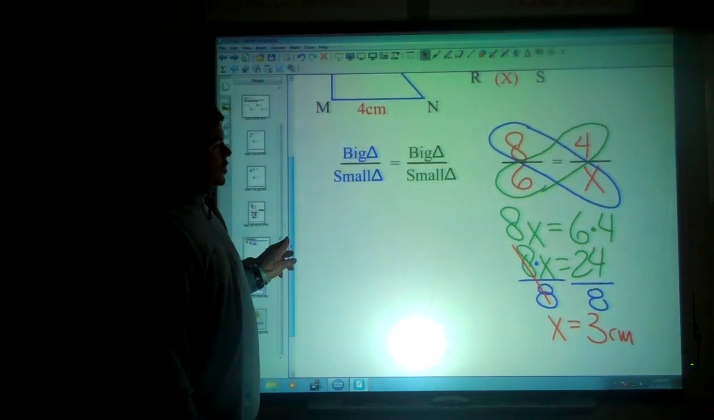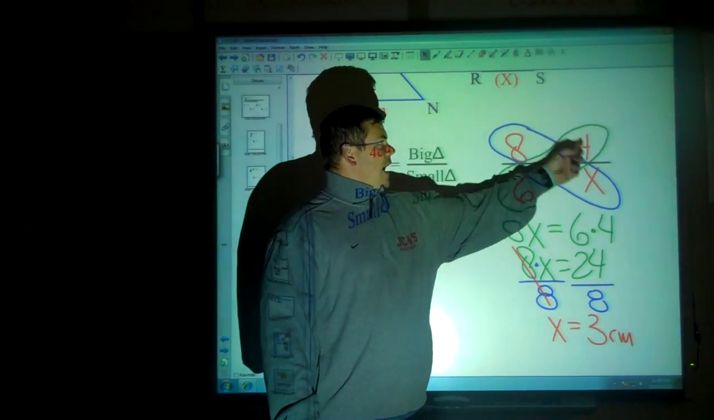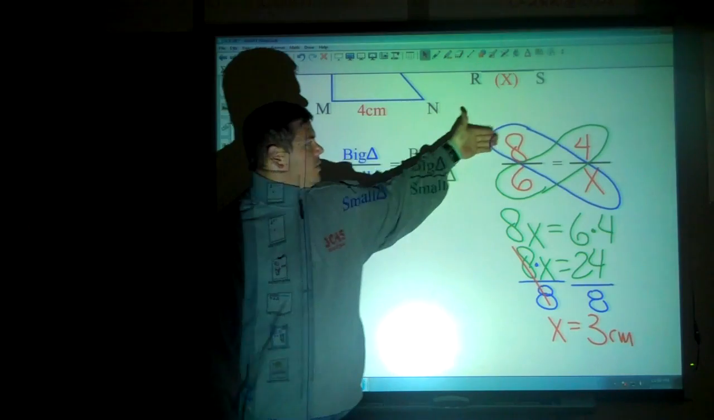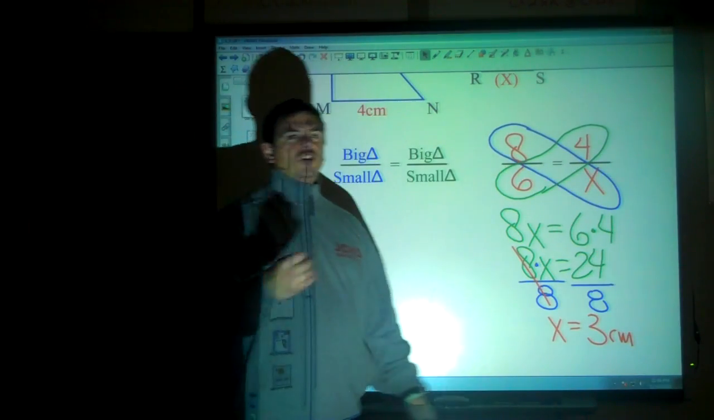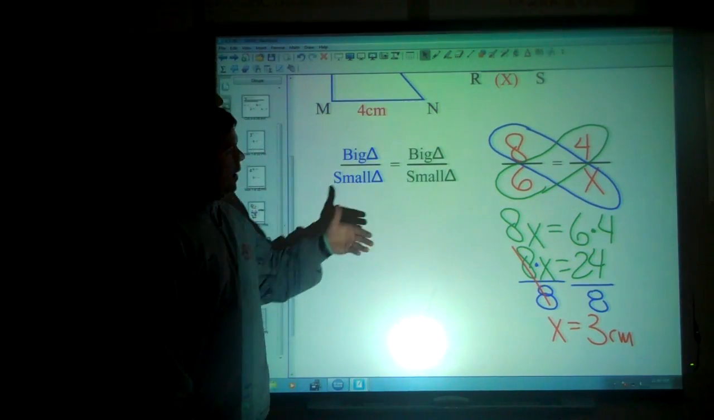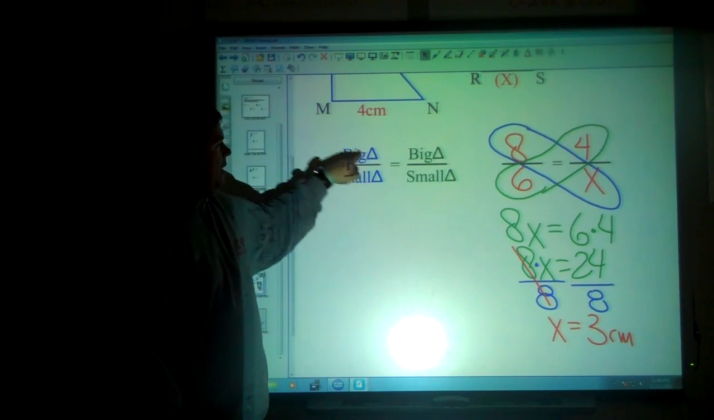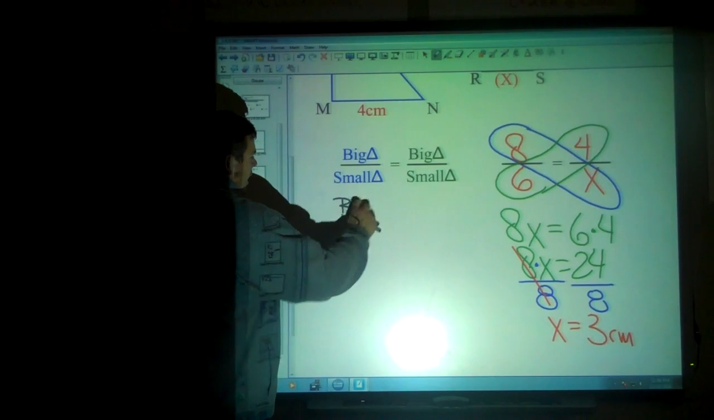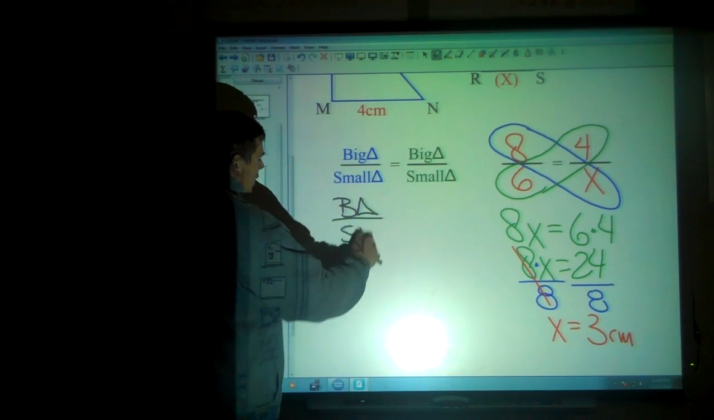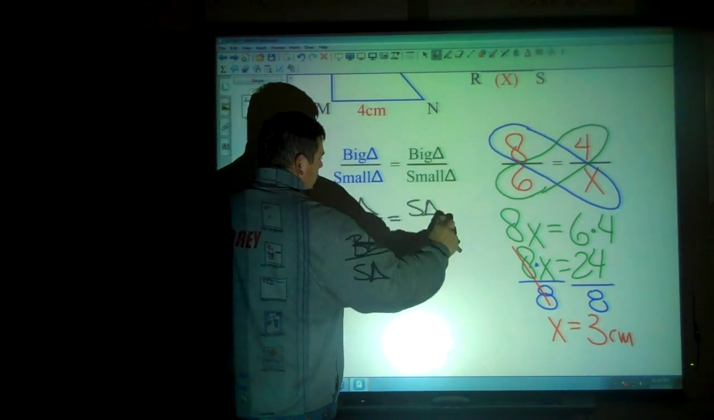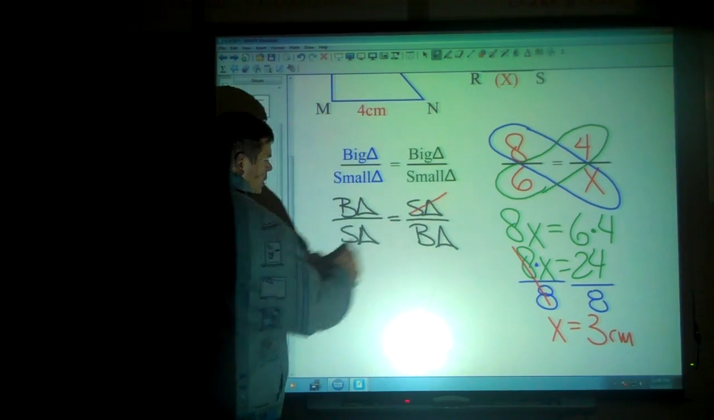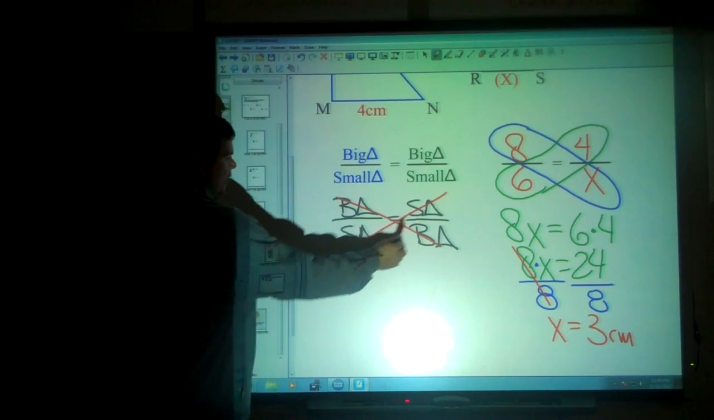Again, I realize that you might be able to just go, well, half of 8 is 4, so half of 6 is 3. That works, but you might not always have a number that makes it quite so easy to see. So if you have a way of setting up a proportion, remember, never set them up diagonally. You do not want to put big triangle here, small triangle here, small triangle there, big triangle here. This would be no good because they're diagonal to each other.